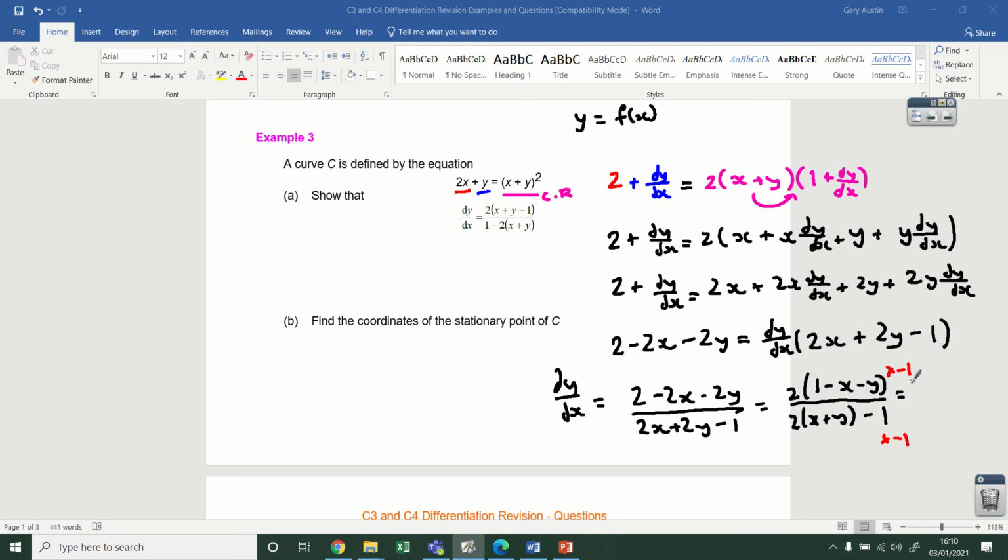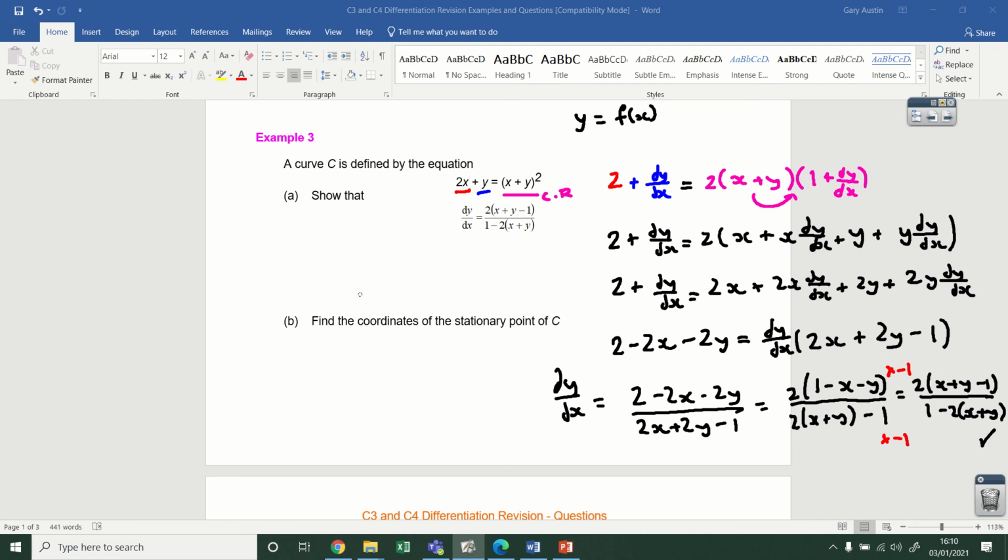So let's see if I can fit it in. So it's 2, and then minus x becomes x, minus y becomes y, and 1 becomes minus 1. And then if I swap the order over, minus 1 becomes 1, and this becomes minus 2, x plus y. Okay, finished. Right, that's dy by dx shown.